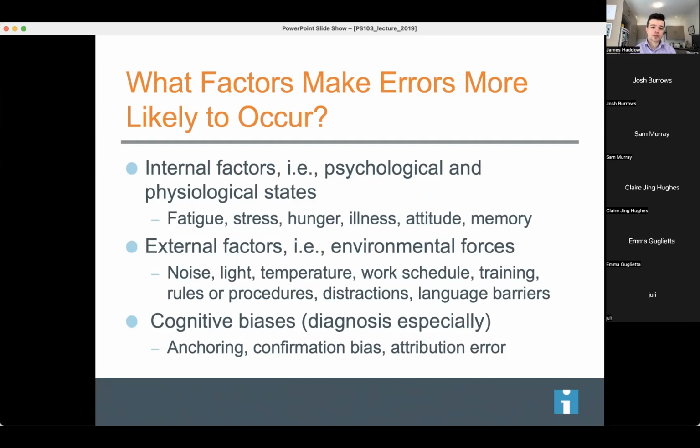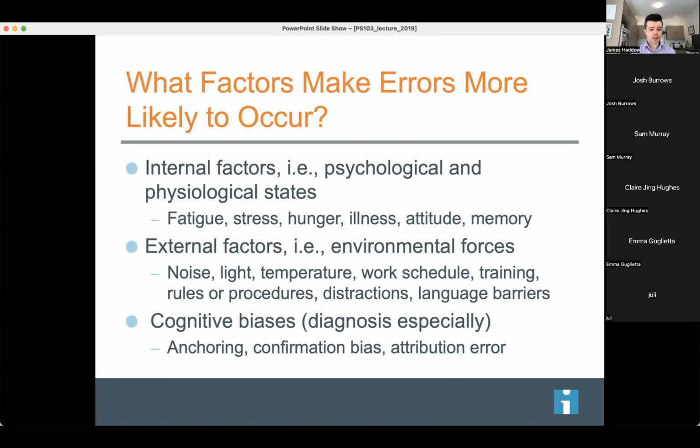Here's some other ones. So internal factors, which are psychological and physiological states. So we identified that being stress, being pressured, time pressure, or being given too much to do, fatigue, hunger, illness, attitude, memory. So then external factors, so these are environmental factors. So I think that would be more how much work you pile on somebody, noise, light, temperature, training rules or procedures, distractions or language barriers. So we communication between parties involve language barriers, same thing there.